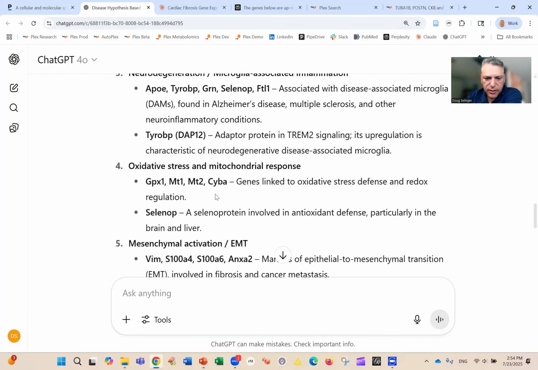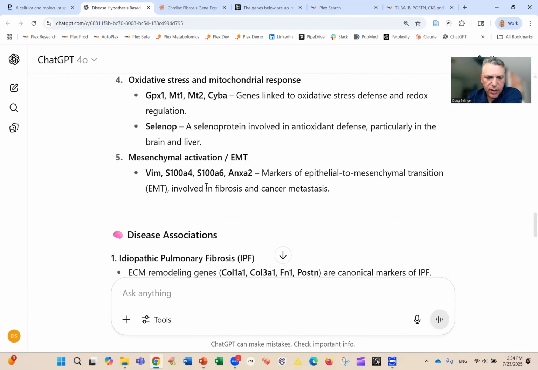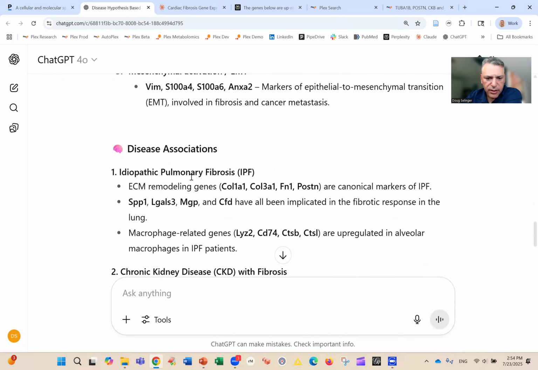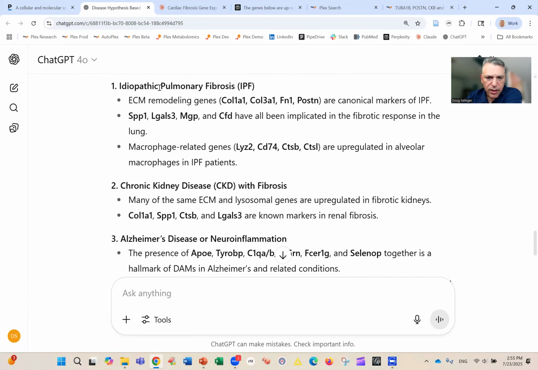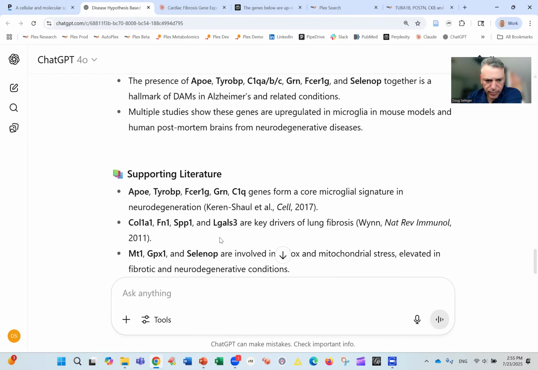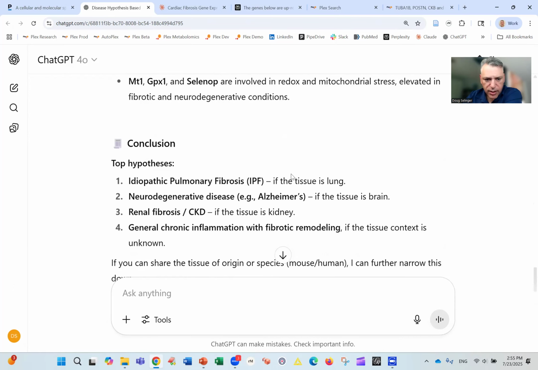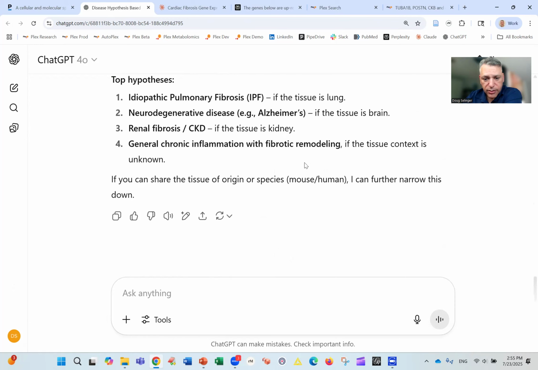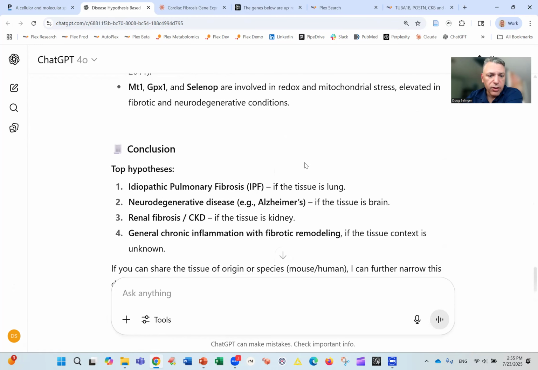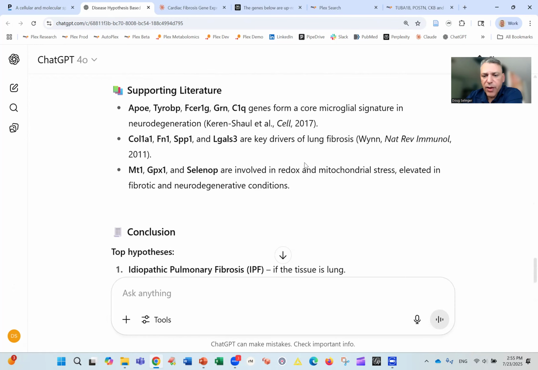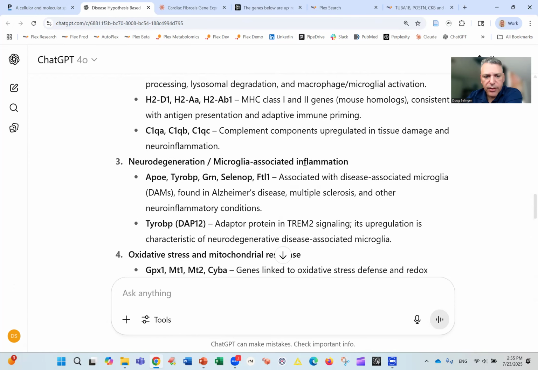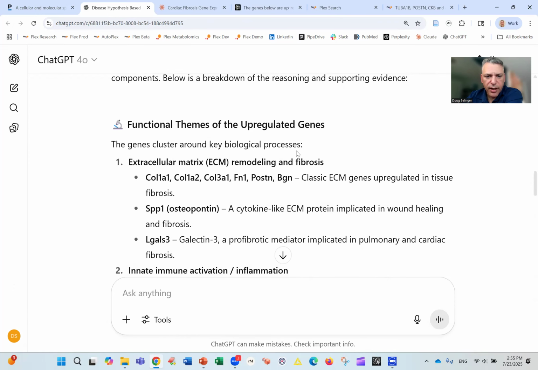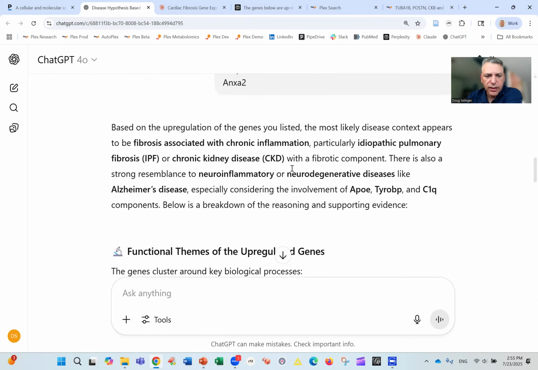Neurodegeneration is here as well, oxidative stress. It actually has a number of different hypotheses that lead to different kinds of disease associations, right? So idiopathic pulmonary fibrosis, chronic kidney disease with fibrosis, Alzheimer's disease, right? So it lays this out. Nowhere in here is Duchenne's muscular dystrophy. So really, there may be some overlap in the phenotypes of these diseases, but we are not getting the specific disease that actually generated the signature.